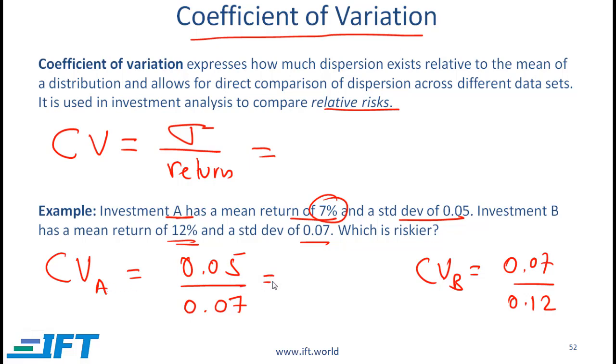So you actually need to solve these two and figure out which one has the higher coefficient of variation. Investment A has a higher coefficient of variation and is therefore more risky. In case you forget whether the numerator or the denominator is the variation in the formula, the simple way to think of it is that the name is coefficient of variation. The emphasis is on variation, so we use variation or the standard deviation in the numerator.